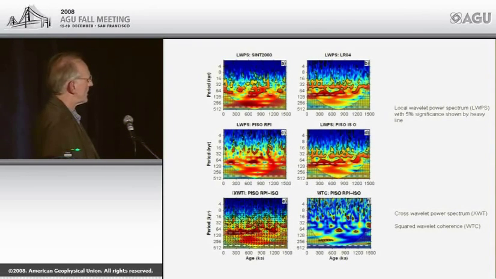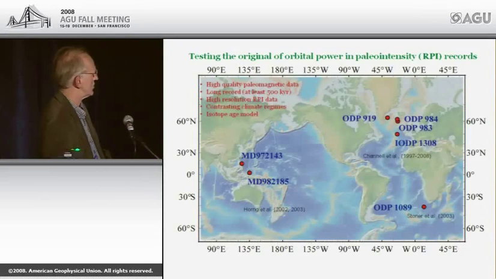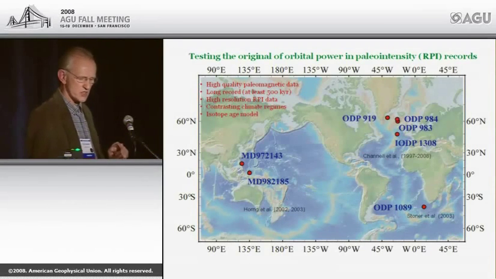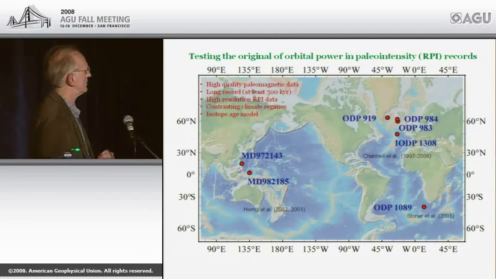When we compare the new paleointensity stack with the isotope stack, in fact, we see very little coherence, which is good, because we wouldn't want our paleointensity stack to be coherent with our isotope stack. This brings us to the issue of orbital power in paleointensity records. There's been a lot of literature about this in the last 10 or 15 years, and it's never really been put to rest.